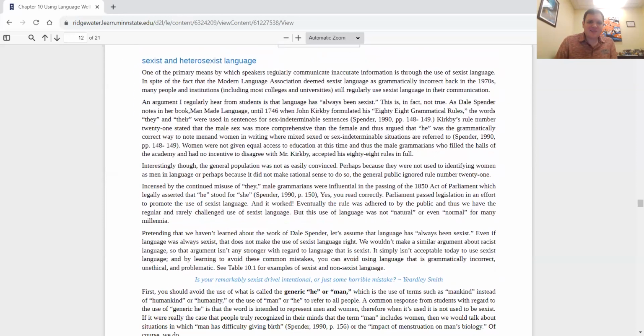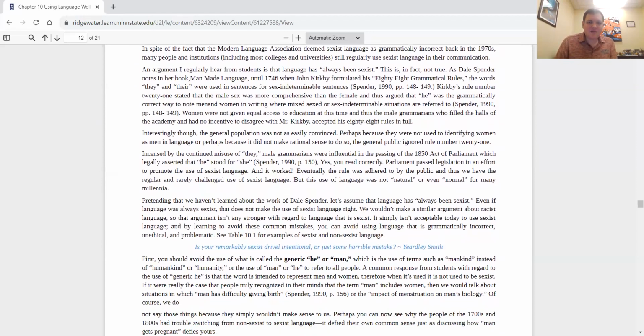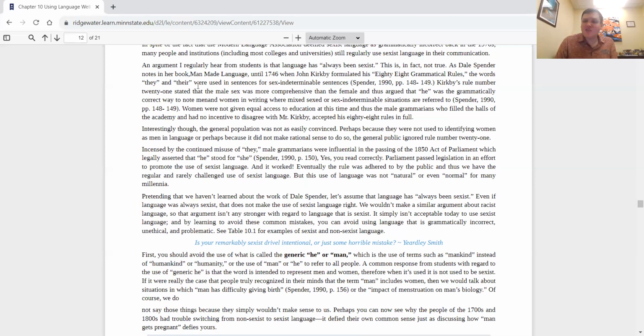Then it talks about sexist and heterosexist language. So it talks here that back in 1746, John Kirkby said the words "they" and "their" should no longer be used. It should be "he" and "him," because the male sex was more comprehensive than the female sex. So people used to use "they" and "their" and "them" to refer to single people who you don't know their gender. We still do in a lot of ways.